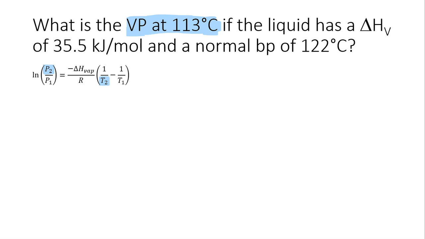So I'm going to start my list here. I'm going to say P2. Now, I don't know what it is. What is the vapor pressure? That's what I'm going to solve for. T2, they have to be the same. I'm looking for the vapor pressure at 113, so I'm going to say that T2, because it's the same instance, is 113 degrees Celsius. And I'm going to convert that into Kelvin. So 113 plus 273.15.